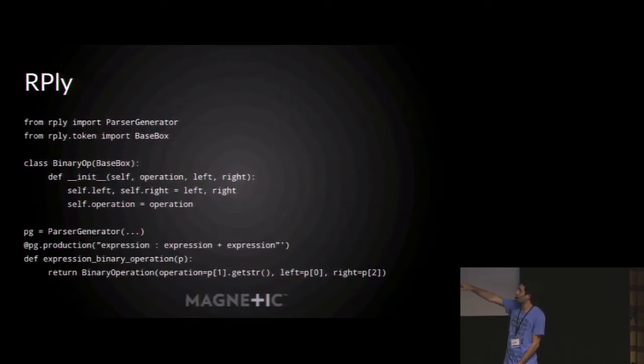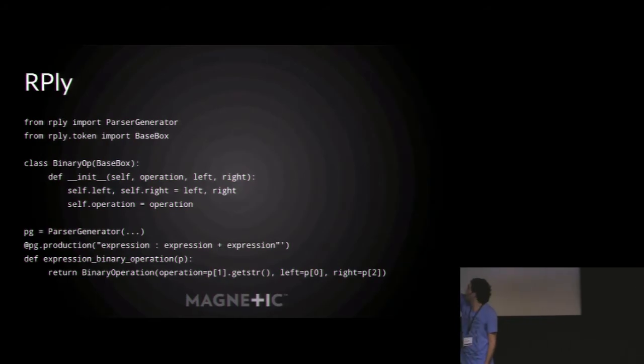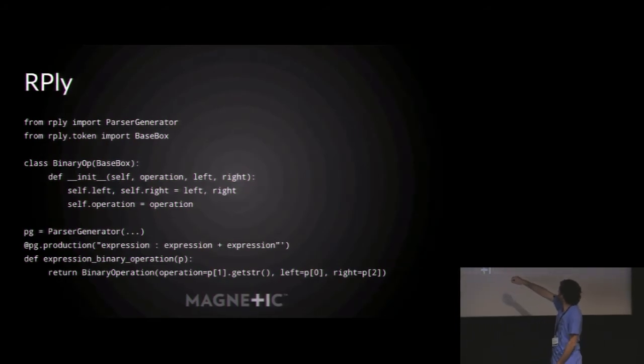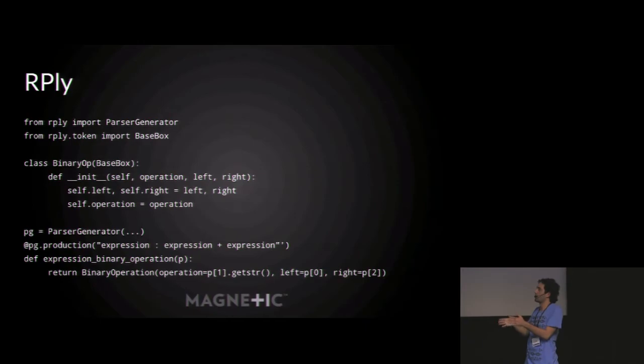The operation is going to be P1, so this will be P0, P1, P2. It's just a list with 3 tokens inside of it. So the operation will be P1.getstr, which means just give me back the text of what was there. You could just inline plus here because we don't have multiple operands, but it's more realistic to have the same function handle subtraction and division and multiplication, in which case you need to know what was in there. The left side of the binary operation is going to be whatever was the left side there, and the right side is going to be whatever was the right side there.